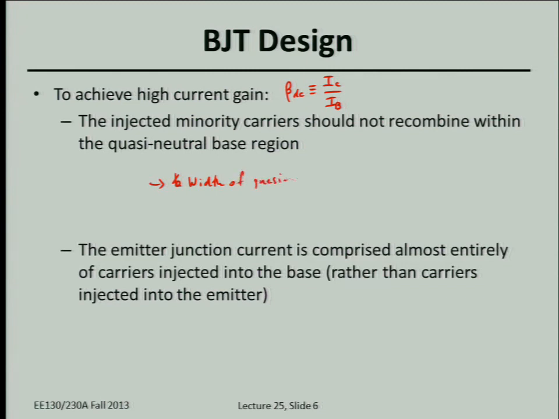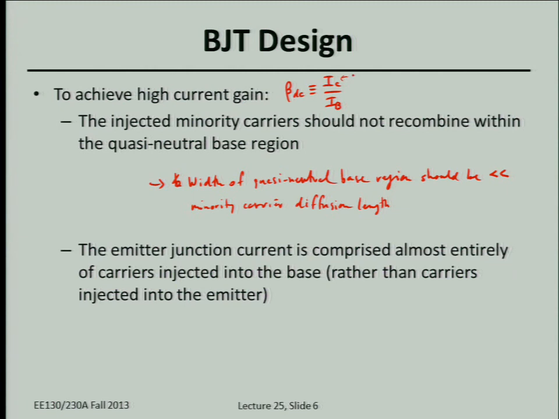of the quasi-neutral base region should be much less than the minority carrier diffusion length. Okay? So the chance of recombining before it diffuses to the collector depletion region is small. That guarantees that IC will be as large as possible.